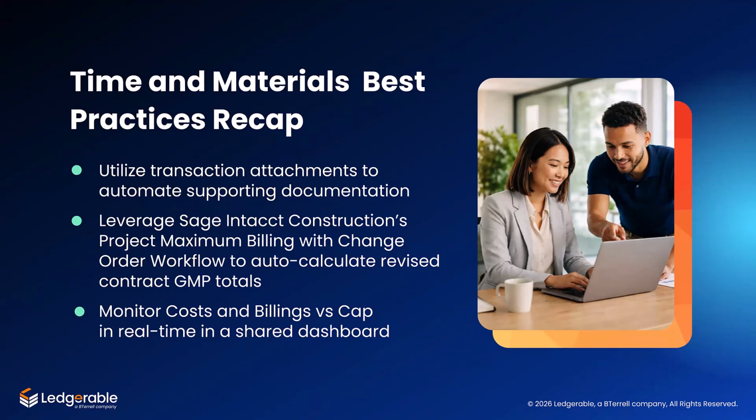First, utilize Sage Intacct Construction's document attachment feature to make certain that required documentation is accessible to the system, and then utilize its billing automation to compile supporting docs when sending customer invoices. Next, take advantage of Sage Intacct Construction's contract configuration automation features to manage revised GMP via the change order workflow. And finally, monitor both cost and billings versus GMP in real time to head off potential GMP headroom issues.